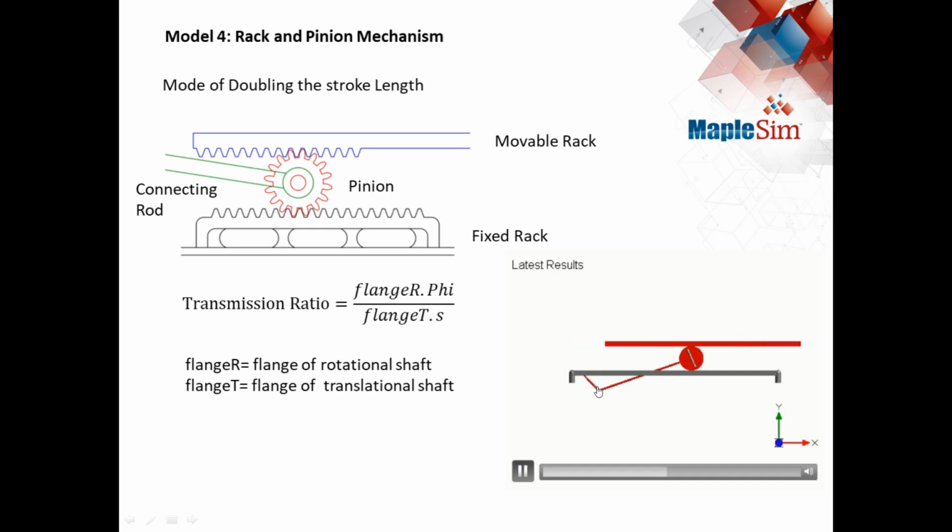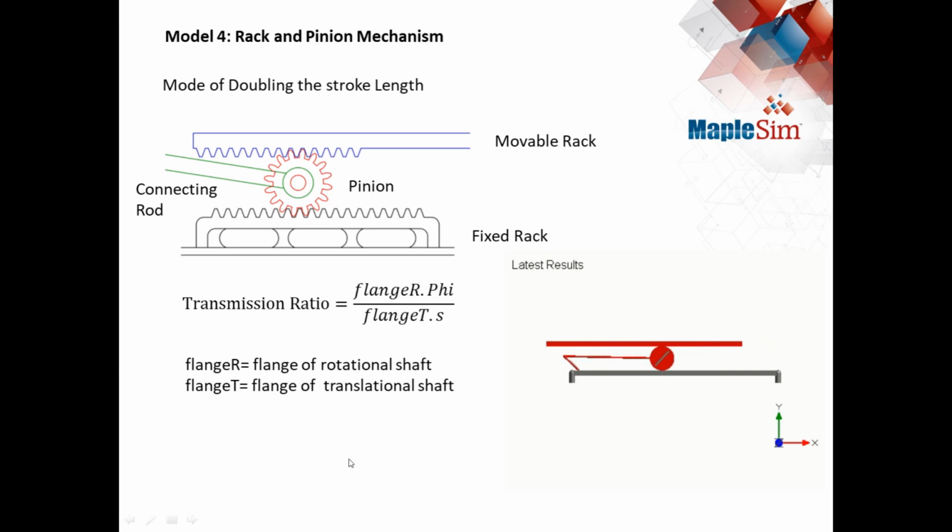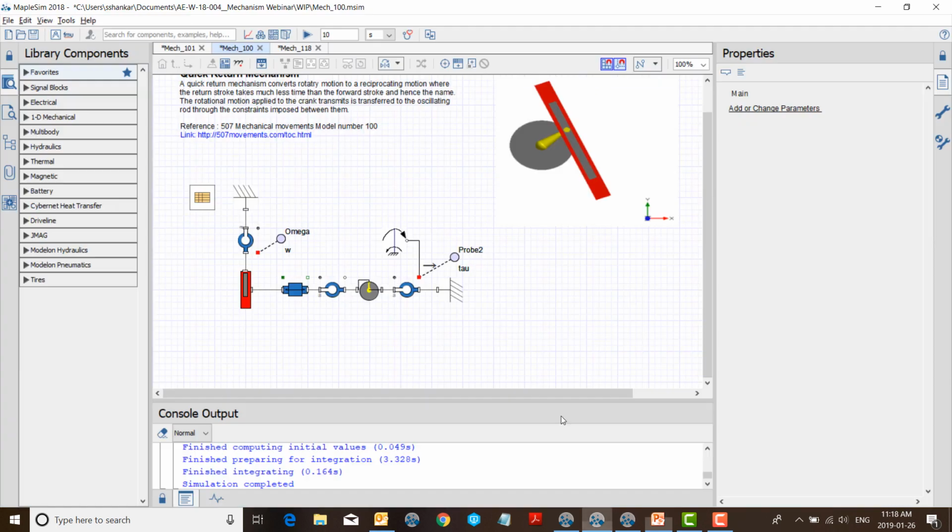Now you can notice that for one stroke length, the connecting rod communicates with the pinion, which in turn communicates with the top movable rack to move it to twice the stroke length because the bottom rack is fixed. If the bottom rack was movable, you can see the pinion communicating with both the top and the bottom rack for equal stroke lengths. Now going back to the system.